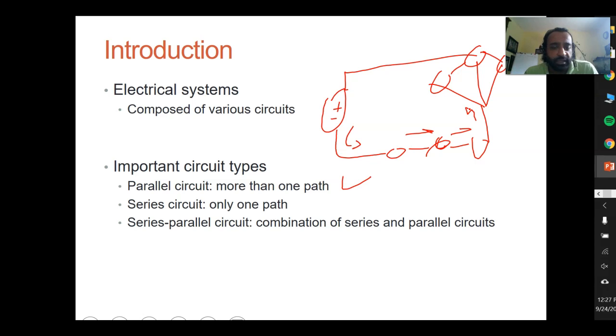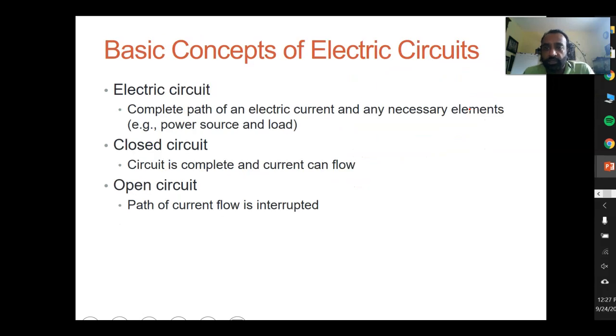Why do we need the series circuit in comparison to parallel circuit? We'll explain that shortly. So again, for any electric circuit, you need a complete path. Otherwise, there is no circuit. It's cut off, it's short, it's open. So you need a complete path to connect between the voltage and the loads.